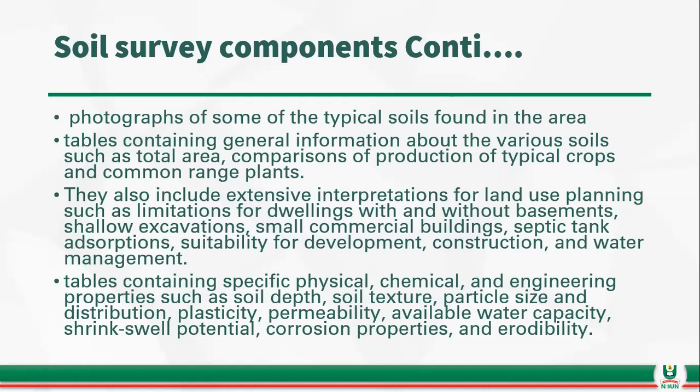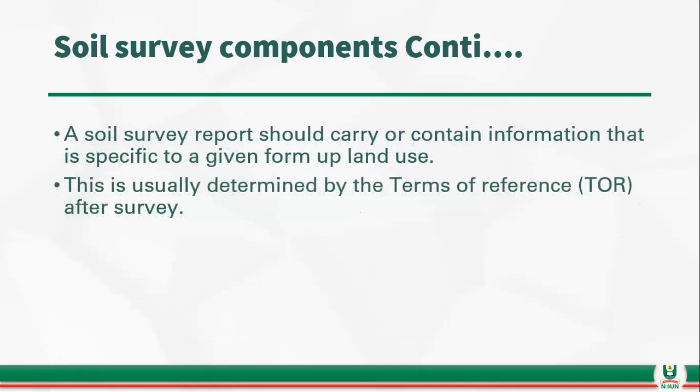We also have tables that contain specific physical, chemical, and engineering properties such as soil depth, soil texture, particle size distribution, plasticity, permeability, available water capacity, shrink-swell potential, corrosion properties, as well as the erodibility of the soil. A soil survey report should contain information that is specific to a given farm or upland use.